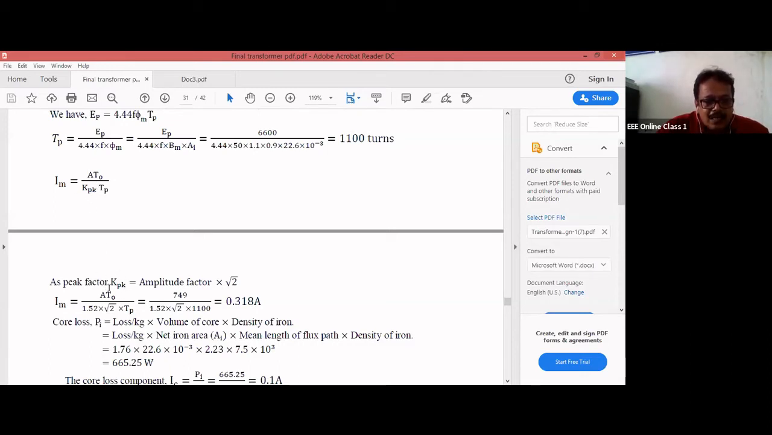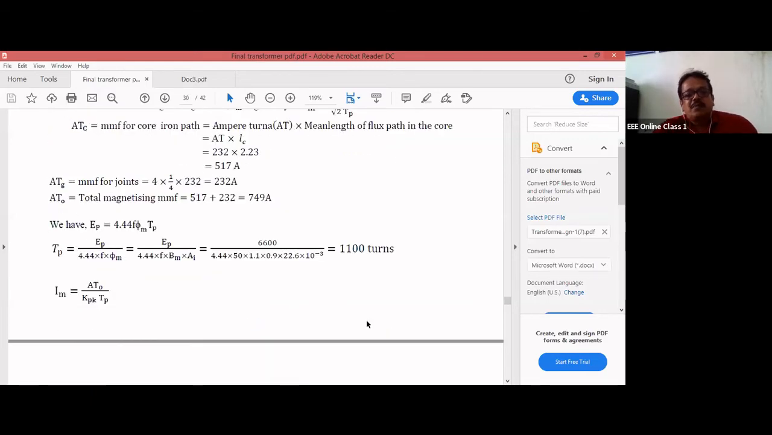How do you calculate kpk? It is nothing but amplitude factor into root 2. Just remember this one. What is the amplitude factor given in the problem? It is given as 1.52. So you replace kpk by 1.52 into root 2 into Tp. Then you get Im as 0.318.